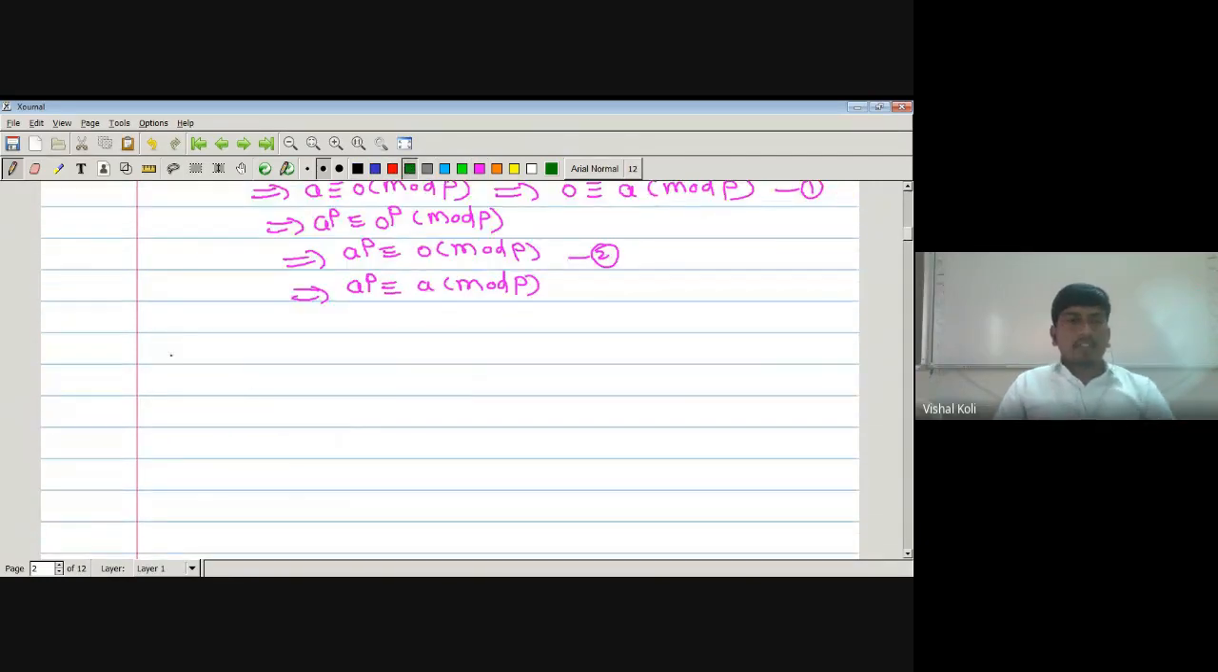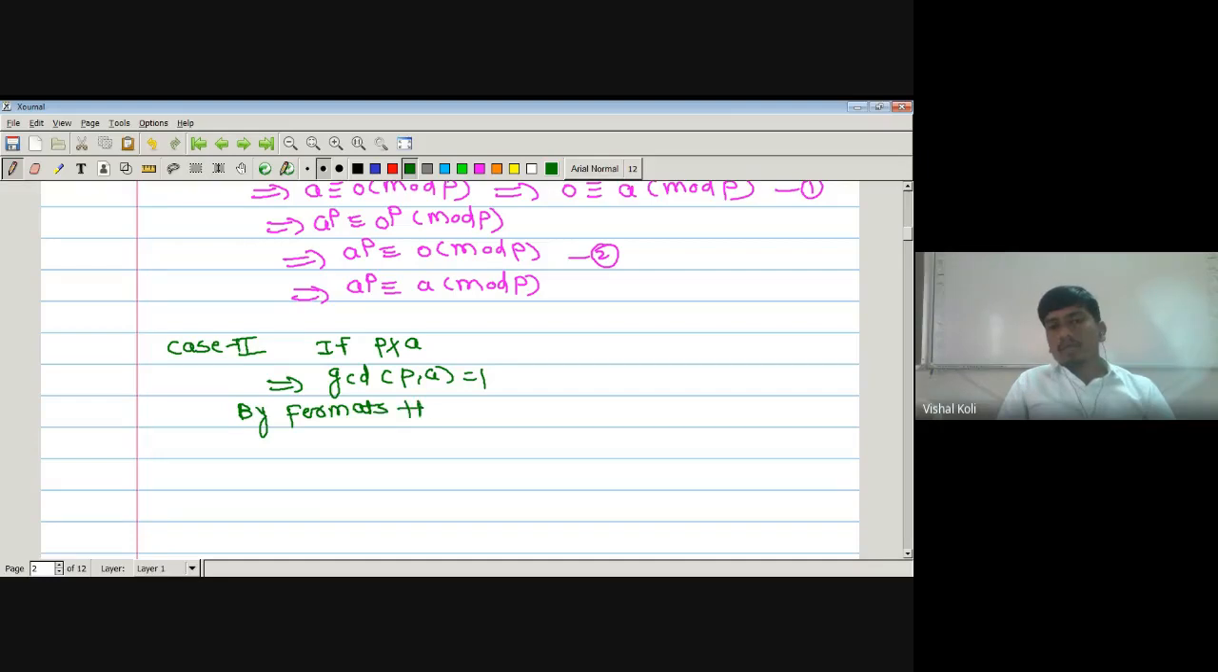Case 2: if p does not divide a. As already given, p is a prime number and p does not divide a, then GCD of a and p must be equal to 1. Here p is a prime number, a is any integer such that p does not divide a, that is, GCD of p and a will be equal to 1. Then we can use Fermat's theorem, that is, by Fermat's theorem, a to the power p minus 1 is congruent to 1 modulo p.